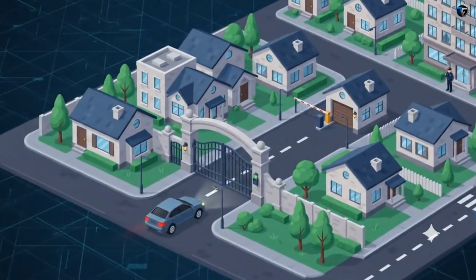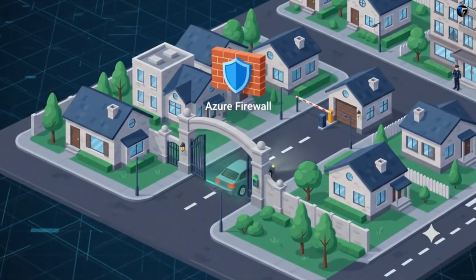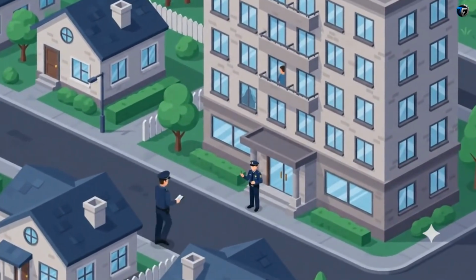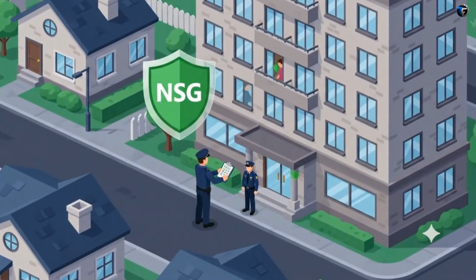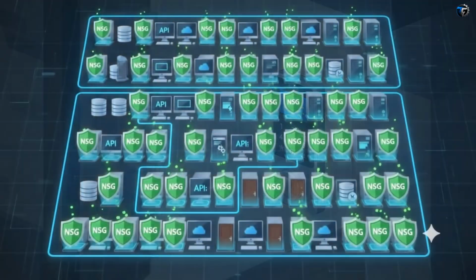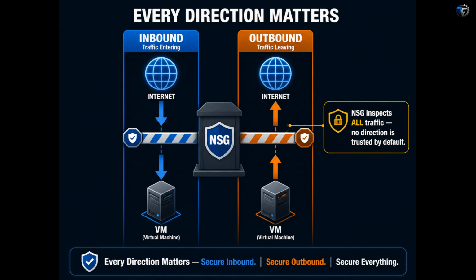Imagine entering a residential community. First, you pass through the community gate. That's Azure Firewall. Then you reach your apartment building. The building has its own security guard. That's the Network Security Group. Both provide security, but at different levels. NSGs inspect both inbound traffic entering a resource and outbound traffic leaving a resource. Architects secure both directions because attackers can exploit either path.